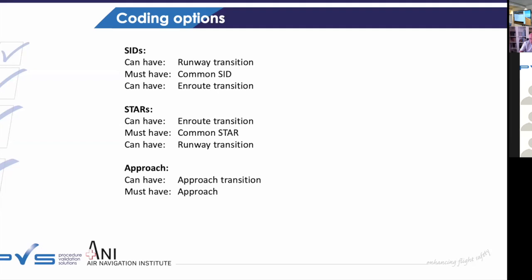So the concept of transitions is not part of the publication standard. If you go strictly by the publication standard, you would again have the necessity to publish separate SIDs and separate STARs, one after the other. But this makes the system very complicated, as you will see later. We're trying to promote to do it differently.